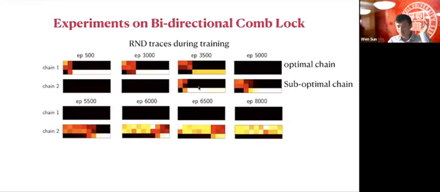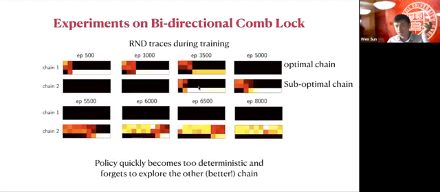So it really remembers how to solve the second chain, but it forgets to go back to explore the first chain again. But in this case, unfortunately, the optimal chain is the first chain. So RND just misses the maximum possible reward.